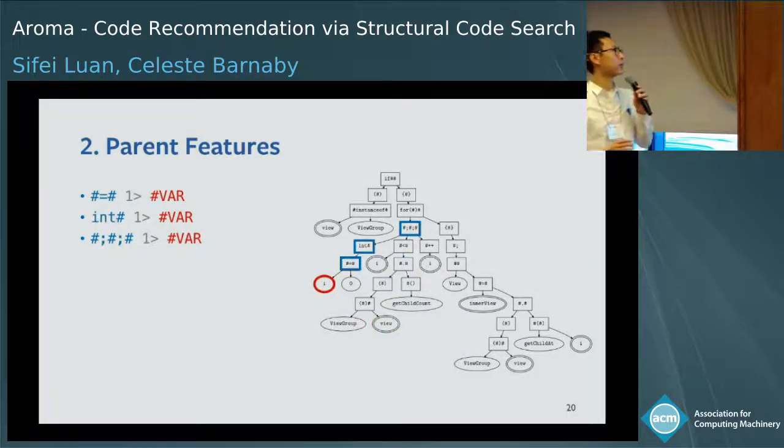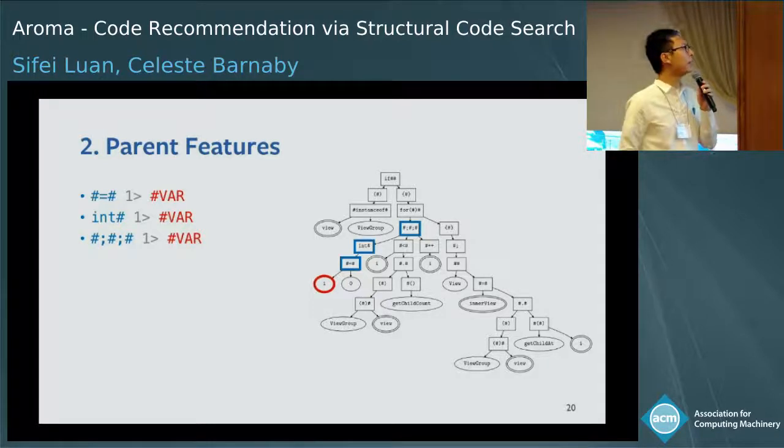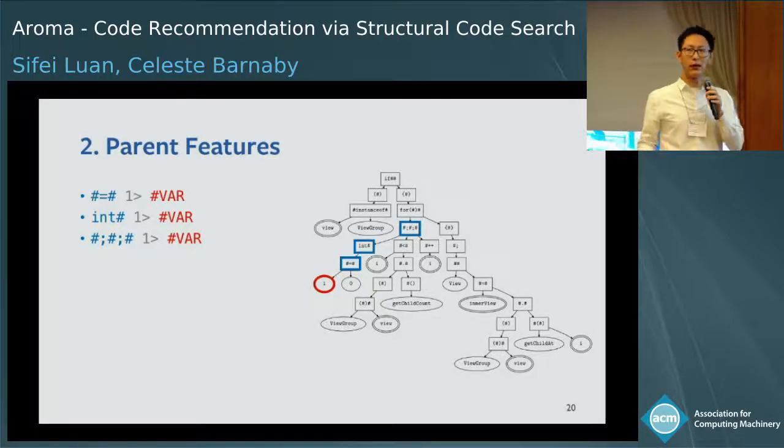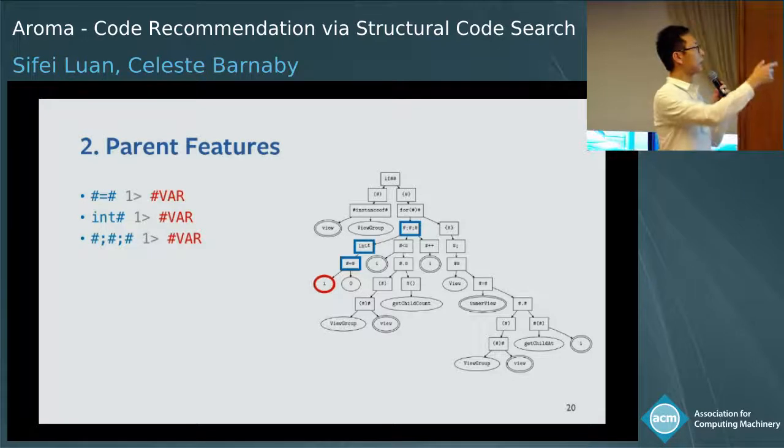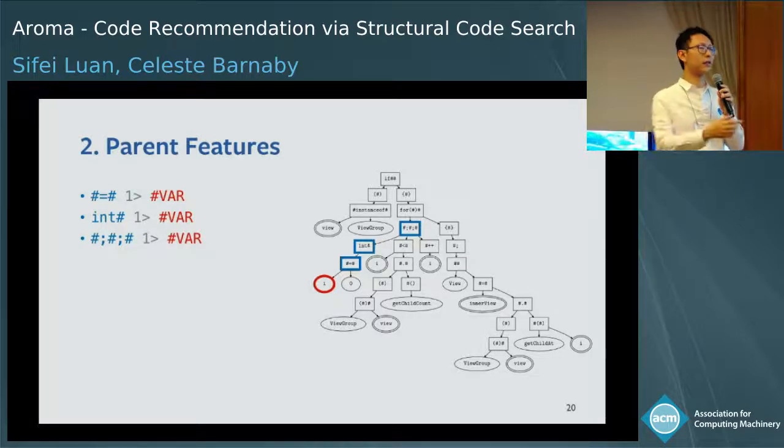So another example, for example, this loop variable I, although we discarded its name, we get this feature so that we know that it is on the right-hand side of an assignment, and it is also an int, and it's being used in a for loop.